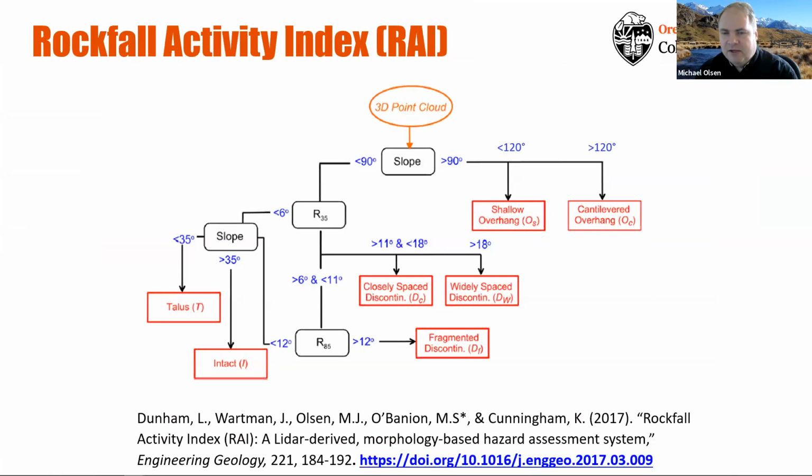The next thing we can do is start classifying the surface. I mentioned earlier that in practice we typically apply the rockfall hazard rating system, looking across very large sections of the slope. In this case, we developed a technique called the rockfall activity index, where we can compute at 5 centimeter increments across the slope. So very high detail, we can look and see what's going on.